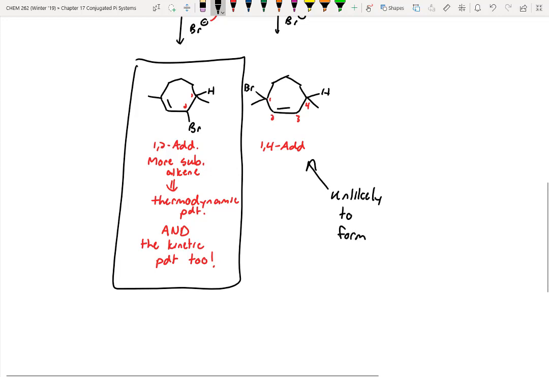So students get confused with this a lot. Oftentimes students get stuck in this memorization mode where they always want to say 1,2 addition products are kinetic products, 1,4 addition products are thermodynamic products. Not always. You have to break it down and ask yourself these questions. More substituted alkene is going to be your thermodynamic product. 1,2 addition, on the other hand, is always going to be your kinetic product.